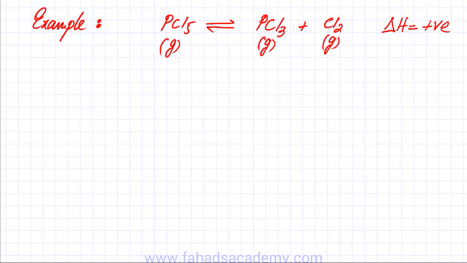In this example, we have PCl5, which is decomposing to form PCl3 and Cl2. And when the reverse reaction is also happening, these two are combining together and forming PCl5 back again. The reaction is endothermic, which means that the forward reaction is endothermic, whereas the backward reaction is exothermic. Let's assume that this reaction has reached equilibrium. The rate of forward reaction and the rate of backward reaction are equal. And let's change the conditions now. Let's say we increase pressure.